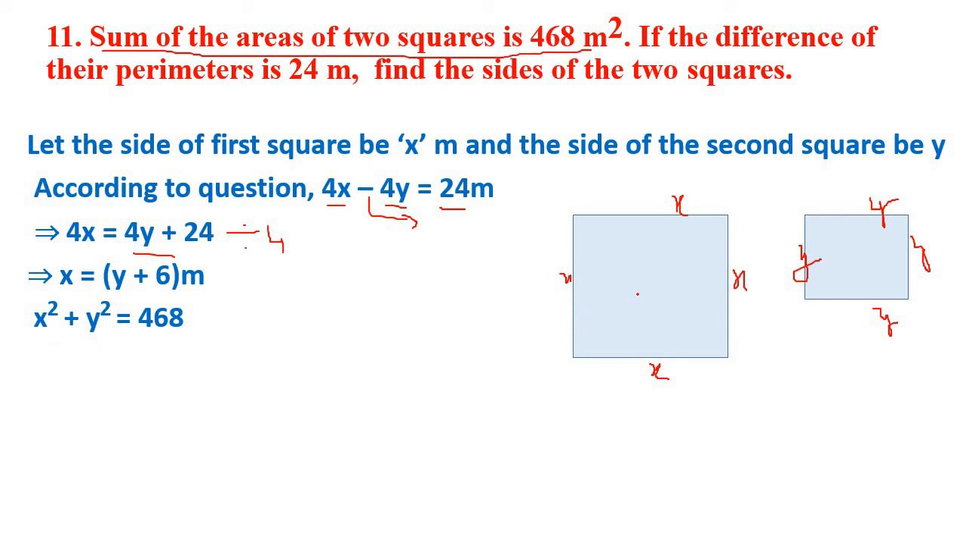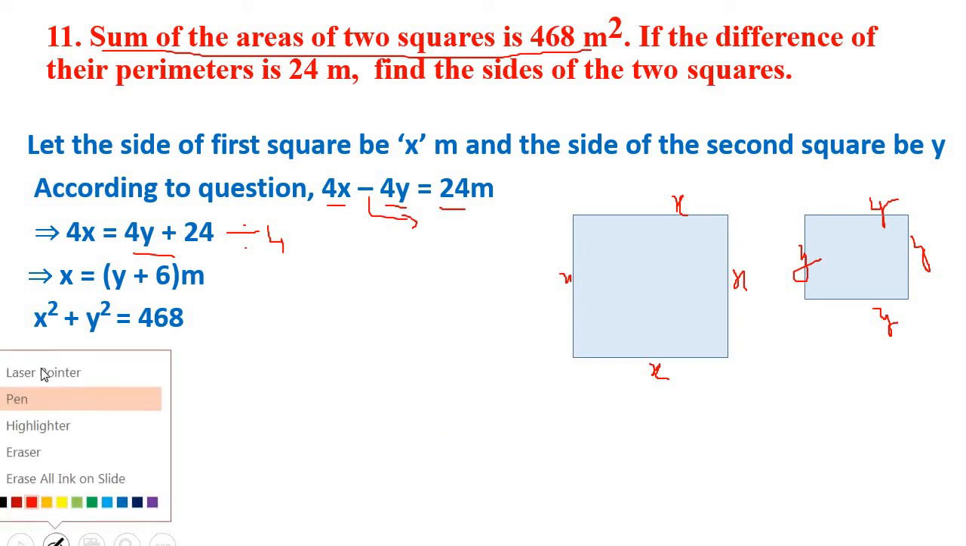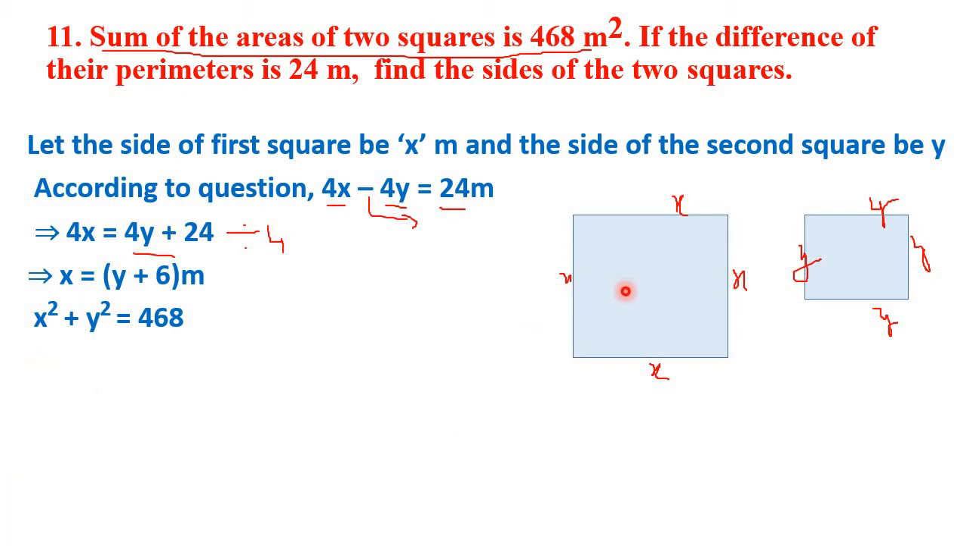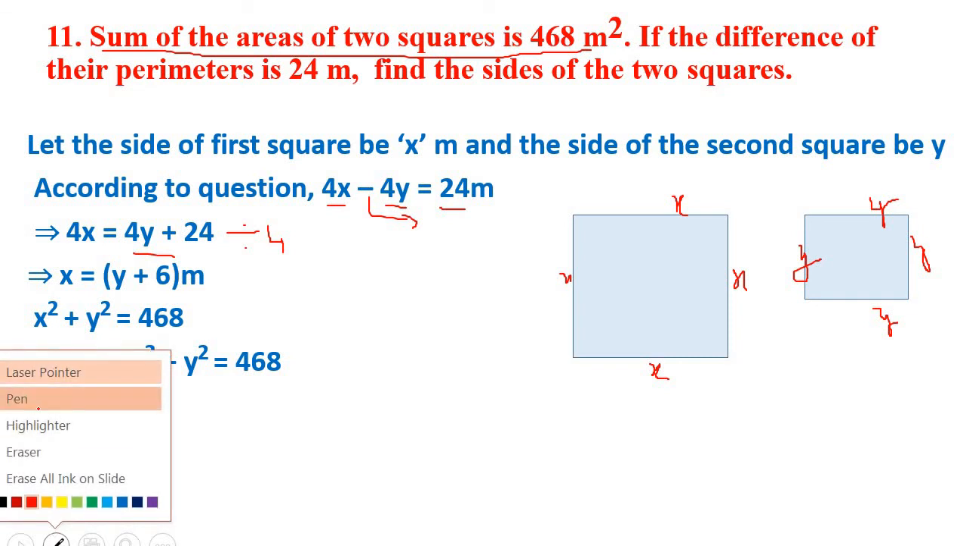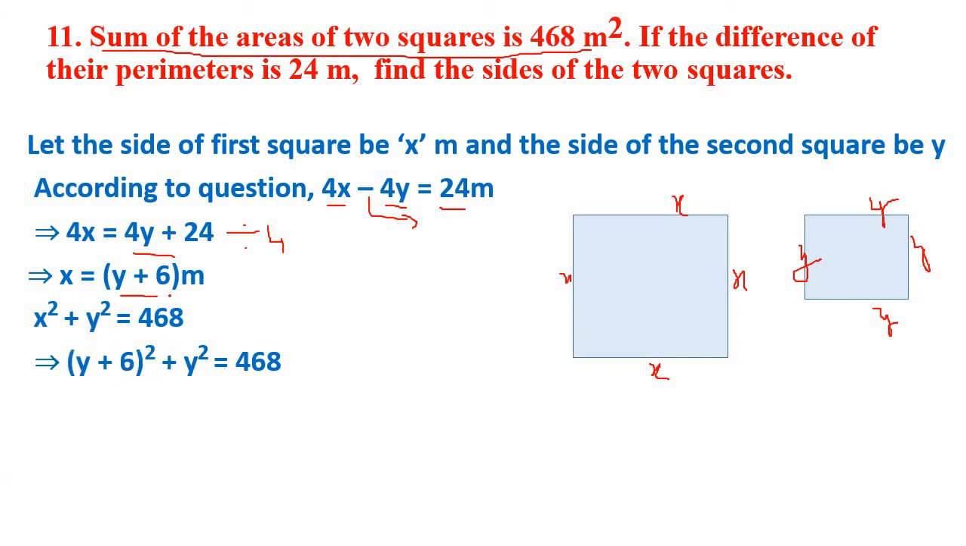Here the area of the square is x square, and the area of the square is y square. So the area of the bigger square is x square, and the area of the smaller square is y square, and the sum is equal to 468 meter square. Then substitute the value of x. Here x is equal to y plus 6. In the place of x, substitute y plus 6.